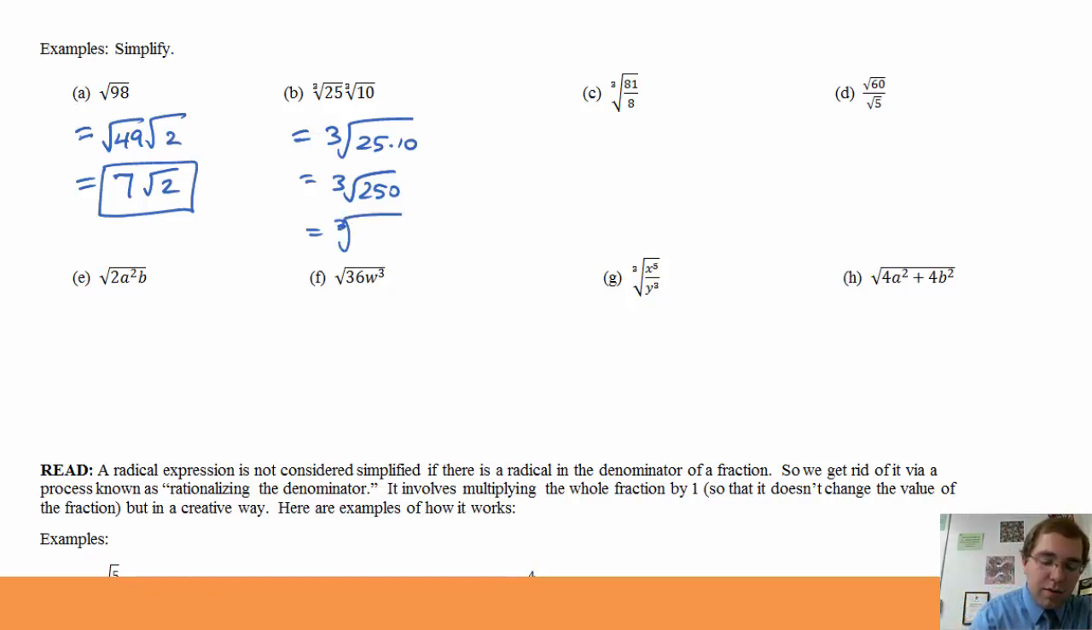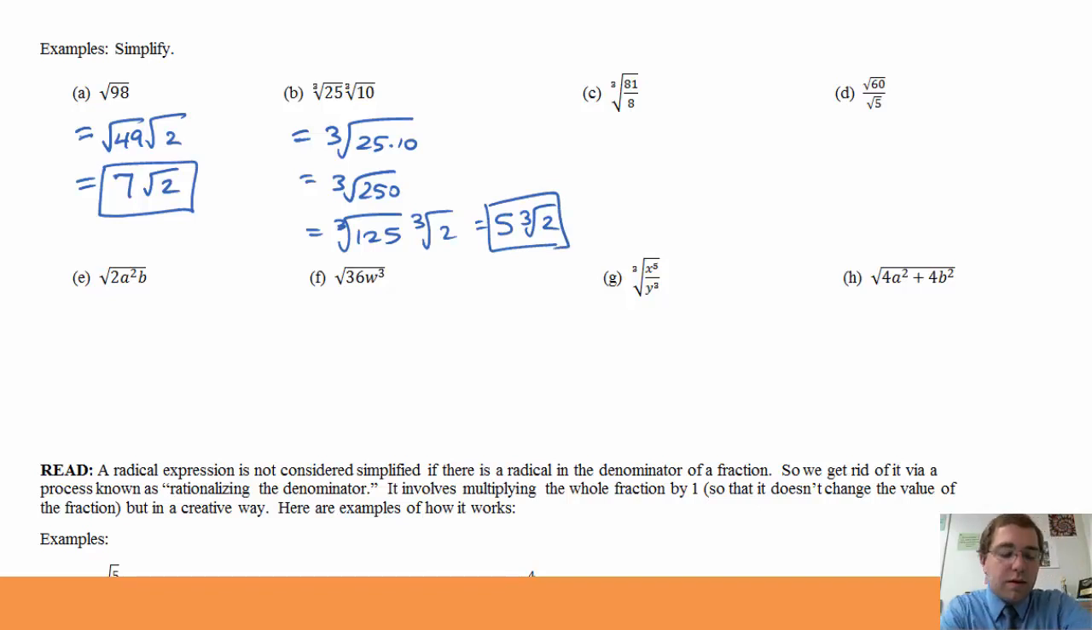I happen to know the cube root of 125, and 250 is 125 times 2. So this is really the cube root of 125 times the cube root of 2. What is the cube root of 125, you ask? Well, it's 5. So this is 5 times the cube root of 2. So we keep going until we cannot break up the root into numbers that we know the root of anymore.